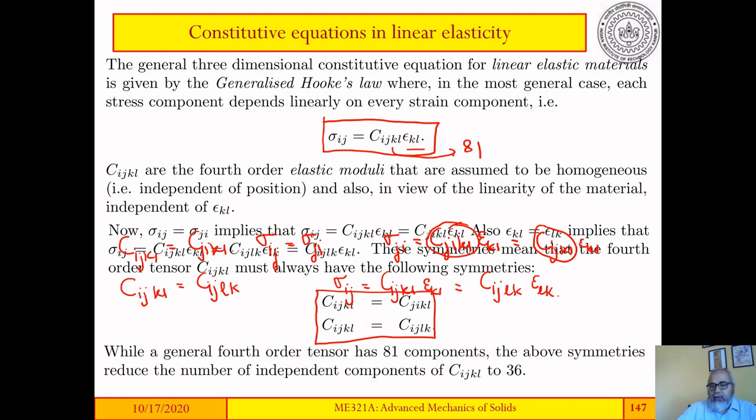Now, if we take these symmetries into account, then we will see that these 81 constants come down to 36 independent constants because of the symmetry of sigma ij and epsilon kl. So these are called minor symmetries, and minor symmetries bring down the number of components from 81 to 36.